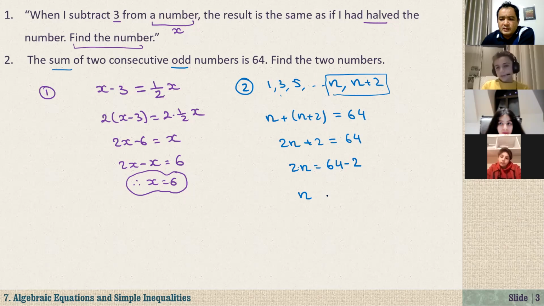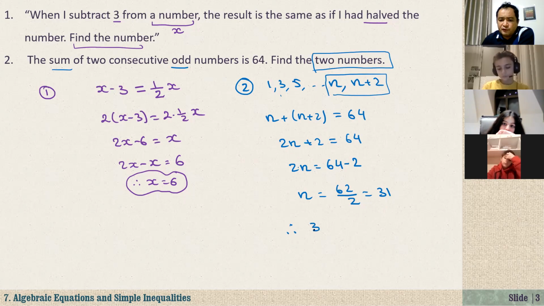So here n is equal to 62 over 2, which is equal to 31. This 31 is the solution of this equation. It's not the answer to the problem. But the problem says find two numbers. So our answer is: if n equals 31, the first number is 31, the second number is 33. So these are the two numbers, the solution of this problem.